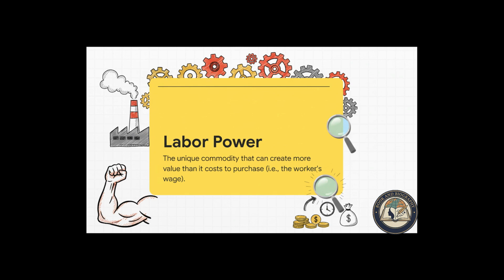It is the only commodity in the entire marketplace that, when you use it, it creates more value than its own cost. Think about it. When a capitalist pays a worker a wage, they're buying their labor power for the day. That wage covers the cost of keeping the worker alive and ready to work: food, rent, and so on. But the actual value that worker produces during their workday can be much, much more than the value of their wage. It's like buying an engine that produces more fuel than it consumes.